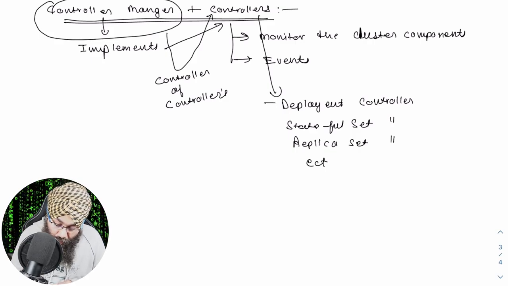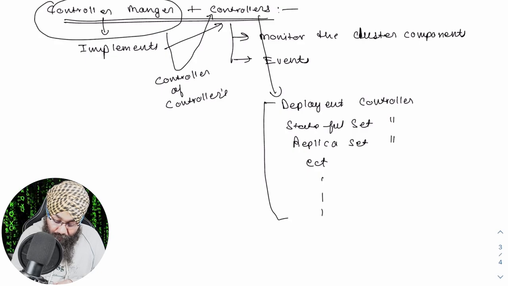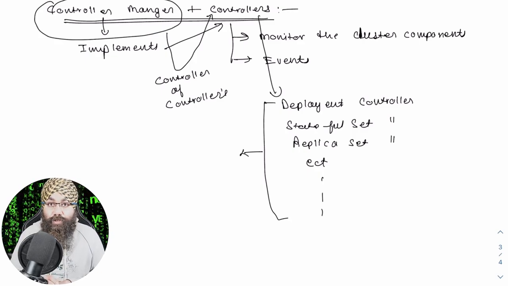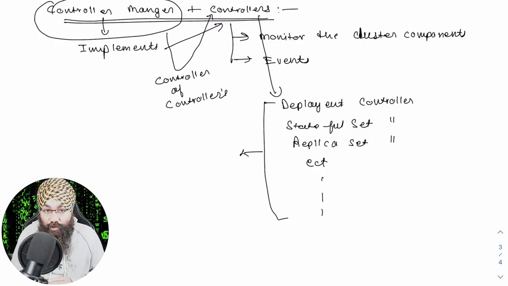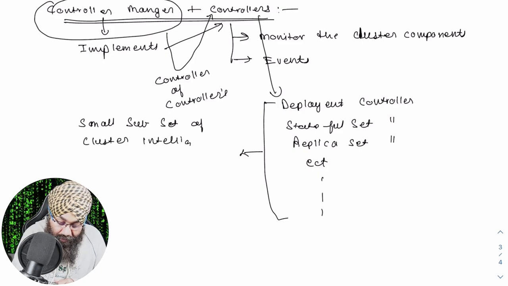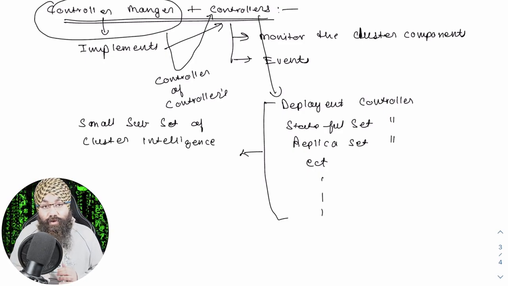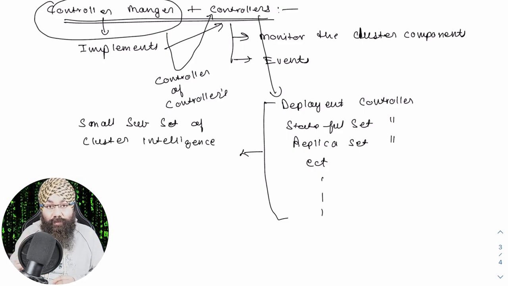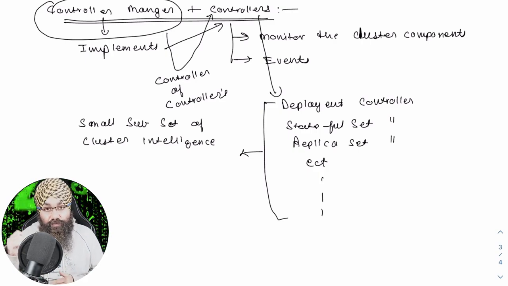All these controllers are responsible for some particular function. So we can say each controller takes care of a small subset of the cluster intelligence, and overall, when we have all these controllers functioning together, this creates a very intelligent cluster manager, or a very intelligent control plane.